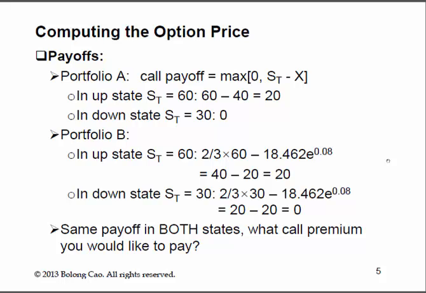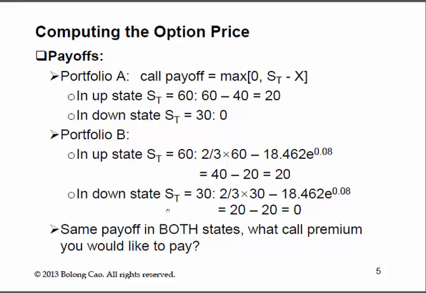Now look at portfolio B. What do we have? In the upstate, we have 2/3 of the $60, right? You have $41 for the underlying price, and 1 year later in the upstate, it's $60. So 2/3 of $60 is $40. And then the $18.46 continuously compounded at 8%, you will get $20 out of it. So what we have in payoff for portfolio B in the upstate is $40 minus $20. You got $20 payoff.